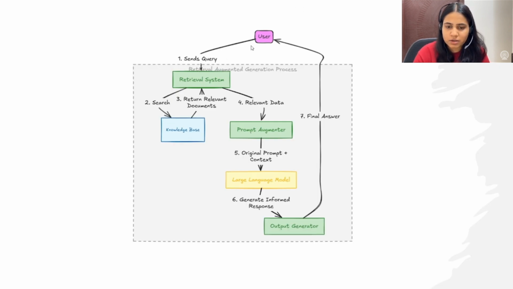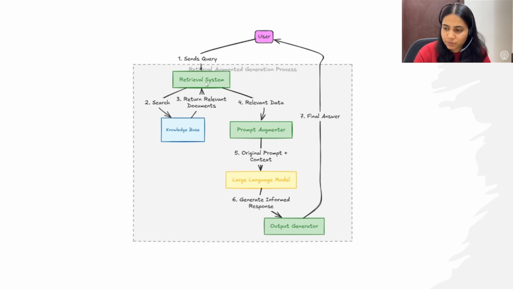Okay, as a user what we'll do is send a query. This is the first step, we are sending a query. Inside this we'll have the retrieval augmentation generation process. So now these steps will start one by one. First, retrieval: we'll have one retrieval system. What it will do is search the knowledge base. Whatever data we feed into the knowledge base, it will go and search it, and it will return the relevant documents.